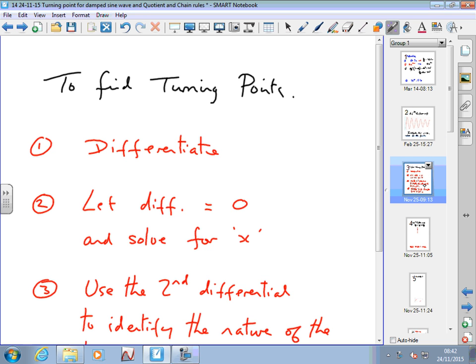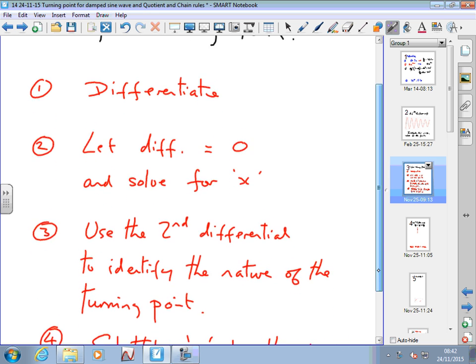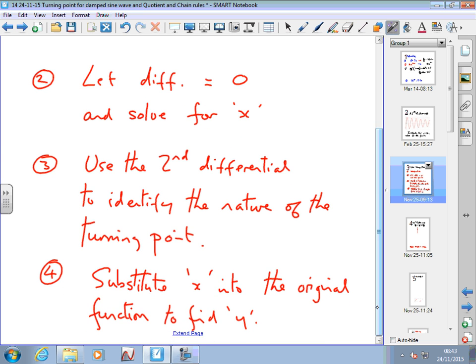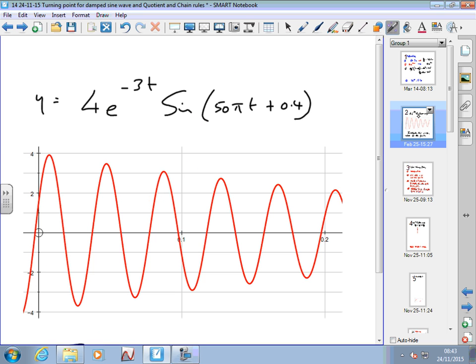And then once we've found the values for x that give us those turning points, we want to know whether it's a maximum or a minimum, so we differentiate again to find the nature of the turning point, and then we substitute our values of x back into the original function to find y. So that's the process we're going to do on this function here.